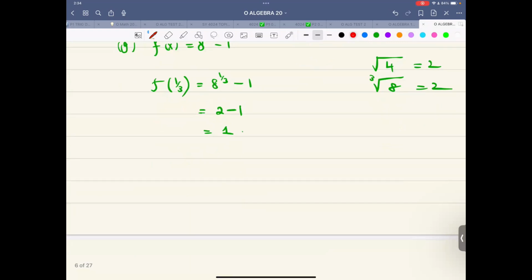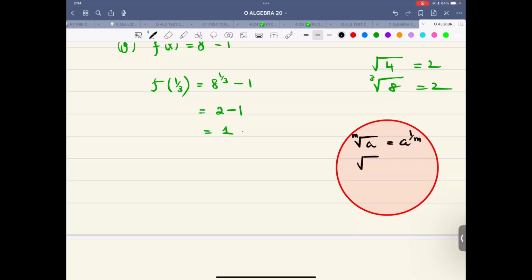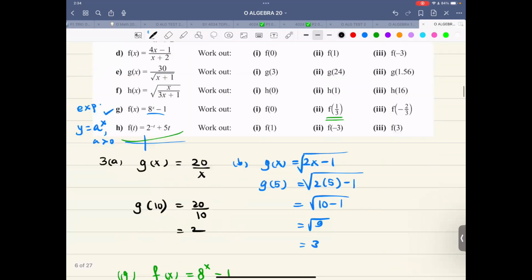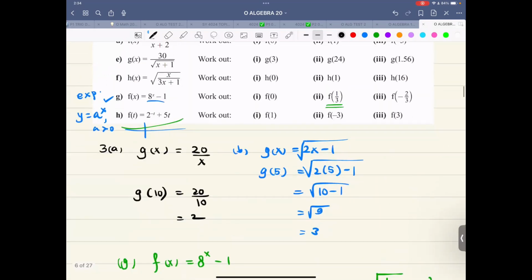We have not done indices as of yet. That's on the agenda, definitely. The m-th root of a is a raised to the power of 1 over m. For a square root, we normally don't write the 2. That is a raised to the power of half. The cube root is a raised to the power of 1/3. So that is what has happened in this particular question. I hope this is all clear.